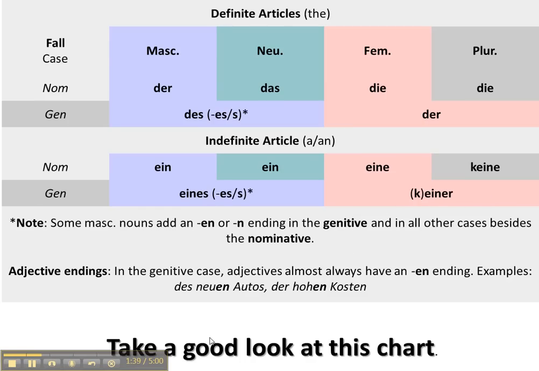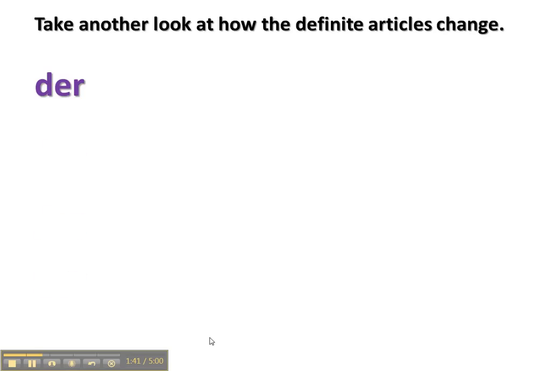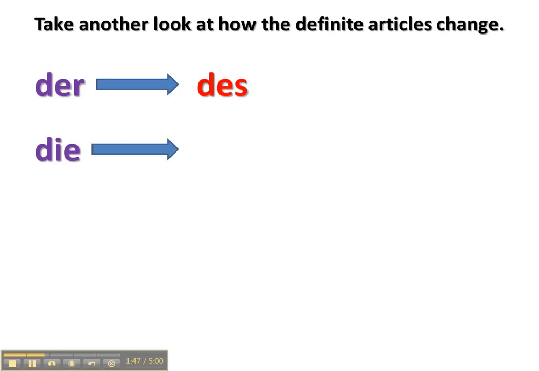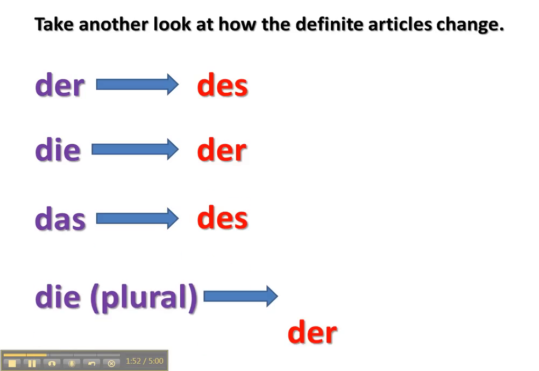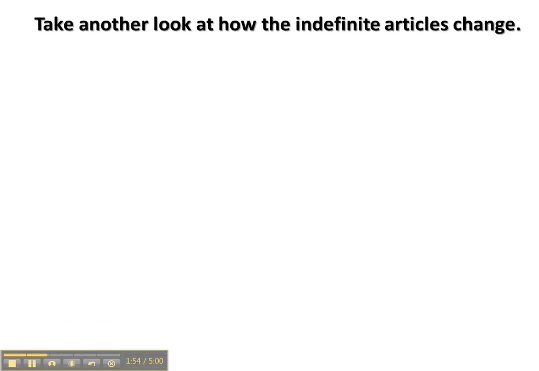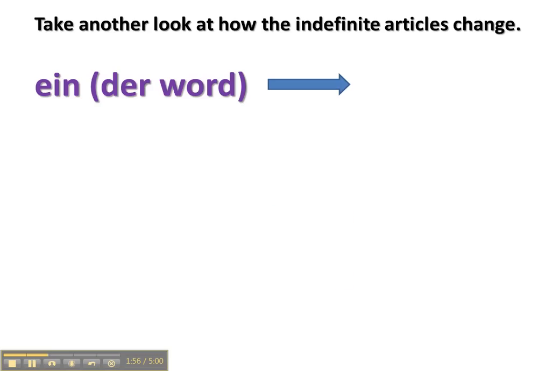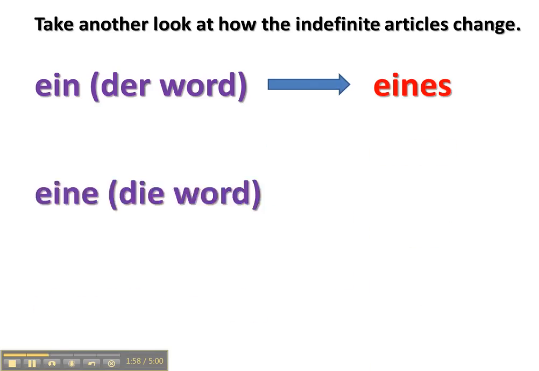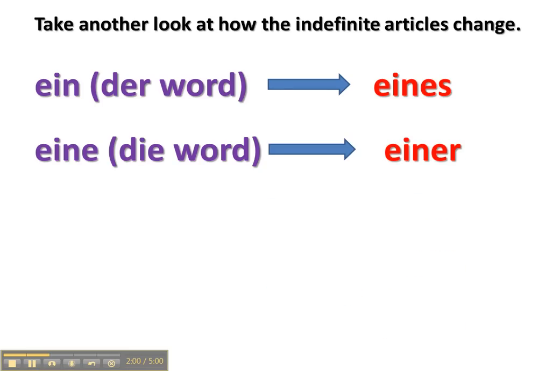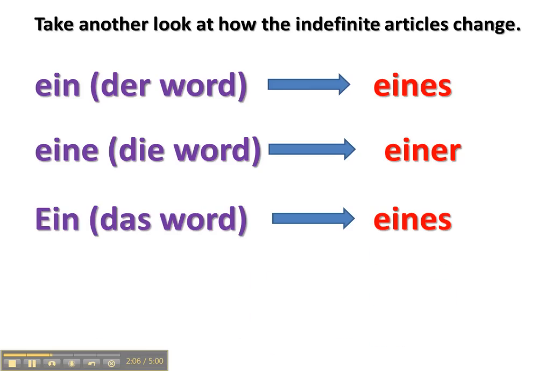Okay, so let's go on and take a look at the definite articles themselves. Just to reiterate what I said, der changes to des, die to der, das to des, and the plural is going to change also to der. Now when you're dealing with indefinite articles, the ein word is going to change to eines. The feminine noun, which if you're saying a is going to be eine, is going to change to einer. And a neuter noun is going to be eines as well.